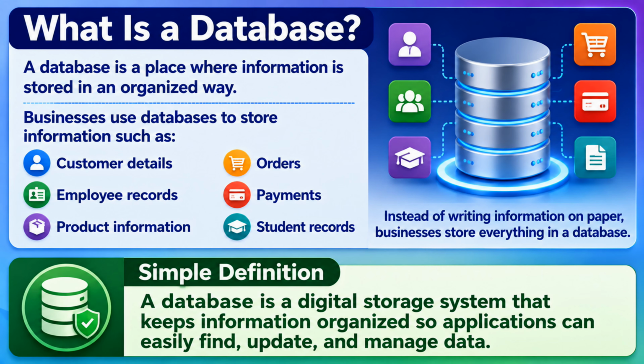What is a database? A database is a place where information is stored in an organized way. Businesses use databases to store information, such as customer details, employee records, product information, orders, payments, and student records. Instead of writing information on paper, businesses store everything in a database. A database is a digital storage system that keeps information organized, so applications can easily find, update, and manage data.